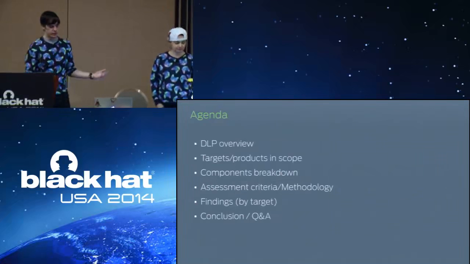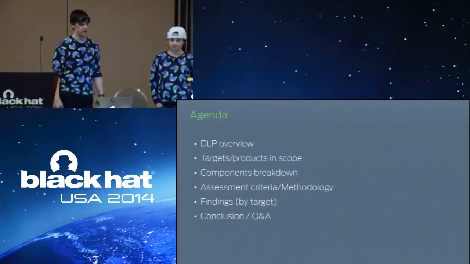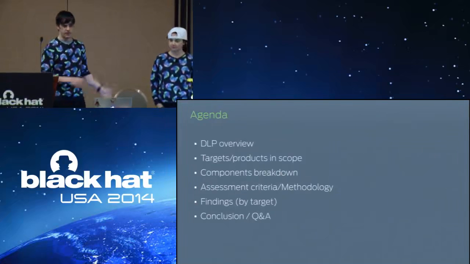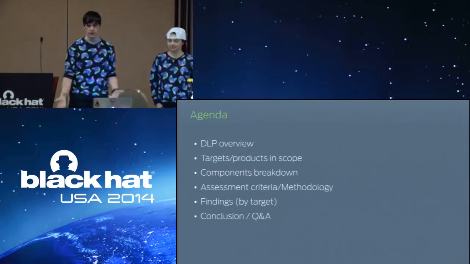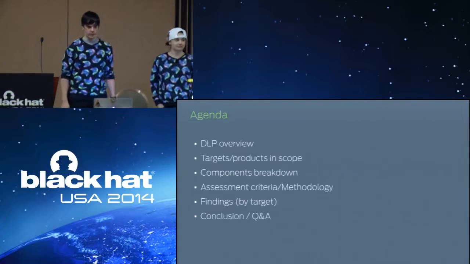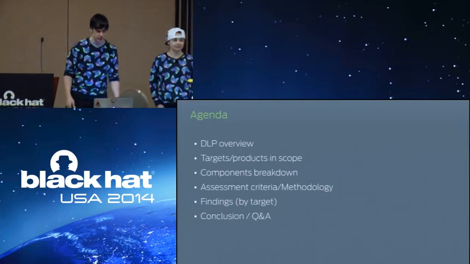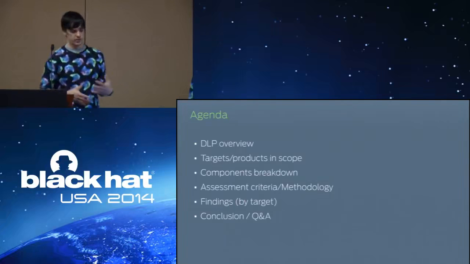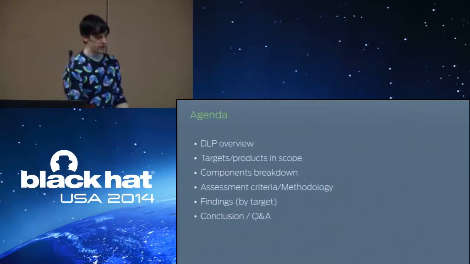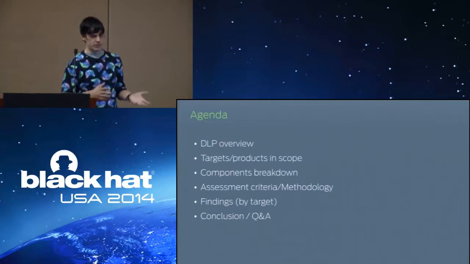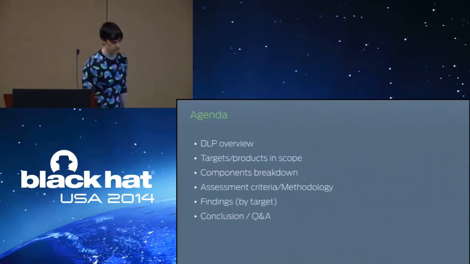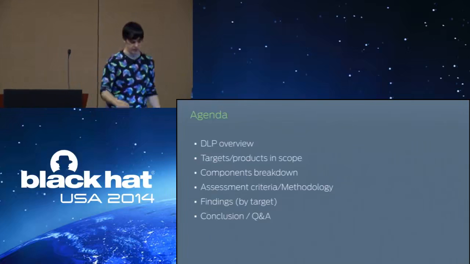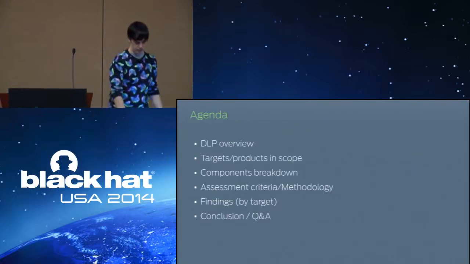So the agenda: we're just going to talk about what DLP is. It's not that digital light processing thing. Then what the products were that we actually evaluated in this first phase of the research. We'll talk a little bit about what their constituent components are, and then what methodology we employed for this, and then we'll discuss findings and finally conclude.